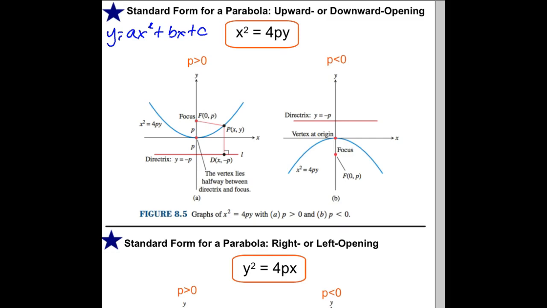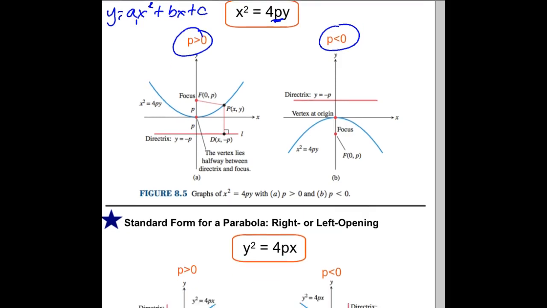When the term in front of the coefficient of x squared was positive, so the same thing in my version of it: if p here is positive, it opens up. Okay? If p is negative, it opens down. Okay? Looking at the ones underneath here.